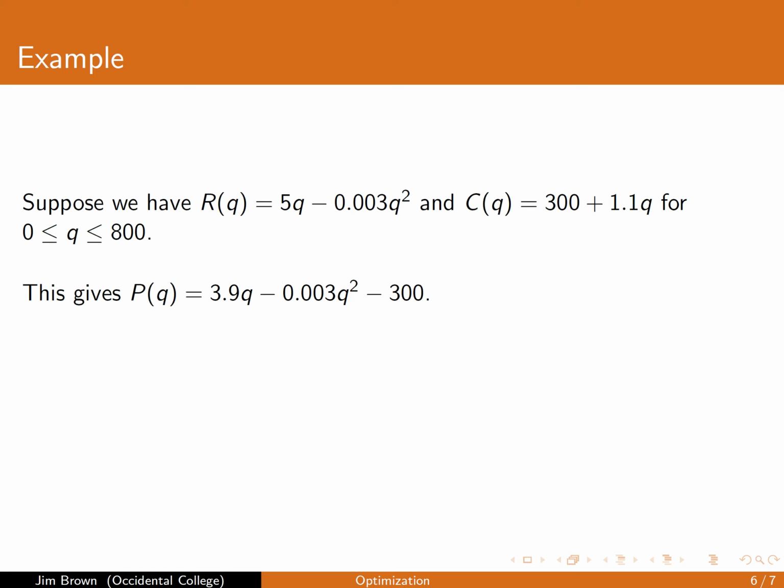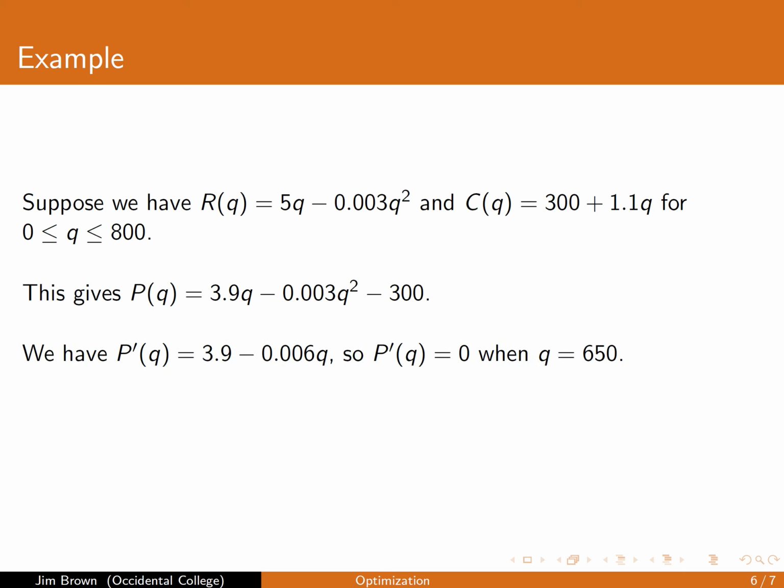So if we look at R of Q minus C of Q, we get 5Q minus 1.1Q, giving us 3.9Q. And then we have the minus 0.003Q squared minus 300. And that's our profit function. Now we want to find the absolute maximum value of P of Q on this closed interval from 0 to 800. We take the derivative of P and get 3.9 minus 0.006Q. The critical numbers are when P prime of Q is equal to 0. Solving 3.9 minus 0.006Q equals 0 gives us 650 for Q.